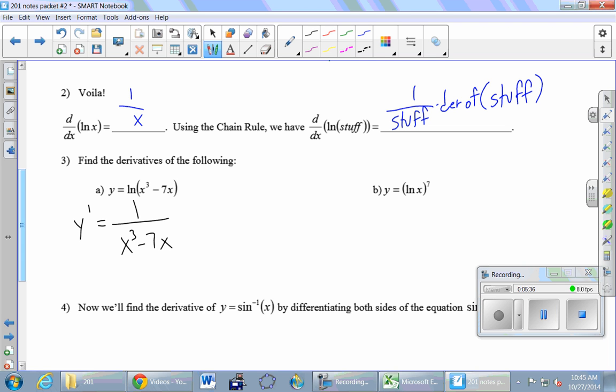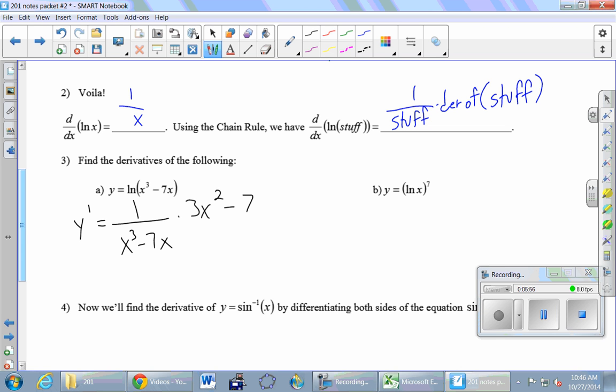Good. So we copy that stuff one time and it just goes in the bottom. That's always where it goes when you take the derivative of ln. It's 1 over the stuff and then times, no longer in the bottom but next to the fraction, the derivative of what's in the parentheses, which is 3x squared minus 7.